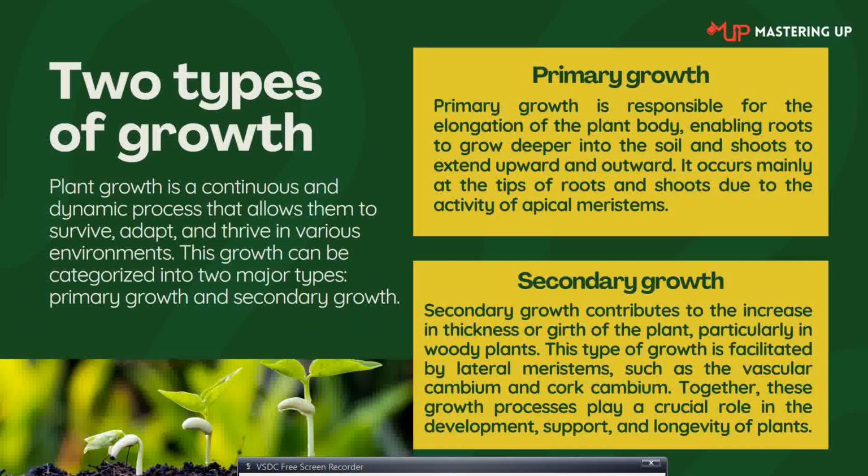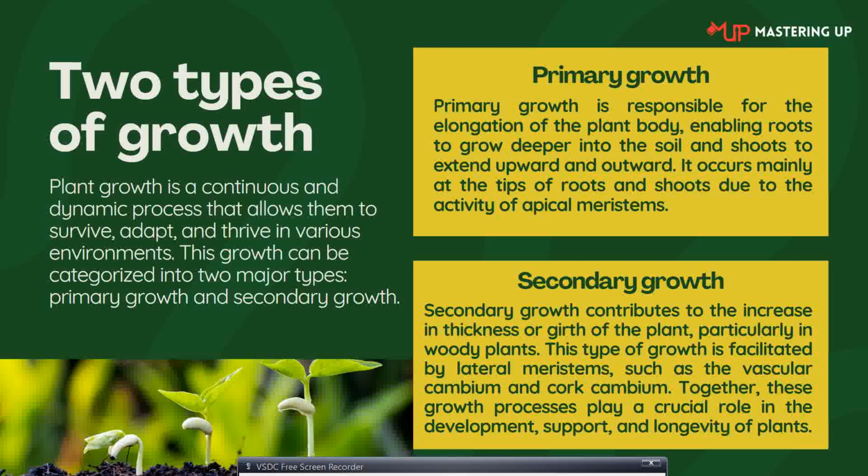Okay, now coming to the two types of growth. Plant growth is a continuous and dynamic process that allows plants to survive, adapt and thrive in various environments. This growth can be categorized into two major types, that is primary growth and secondary growth. So let's see what primary and secondary growth are. First of all, let's go with primary growth.